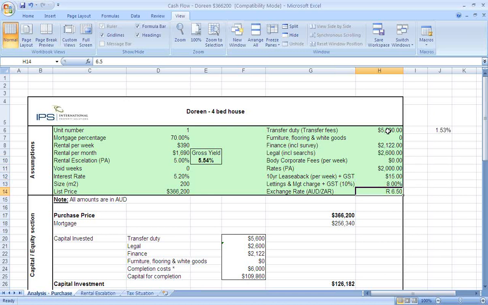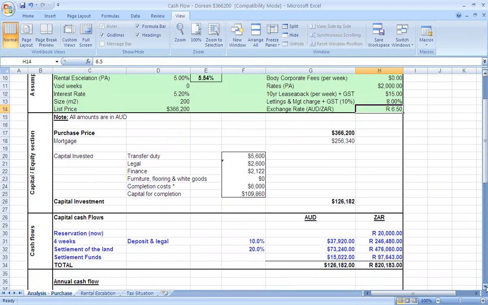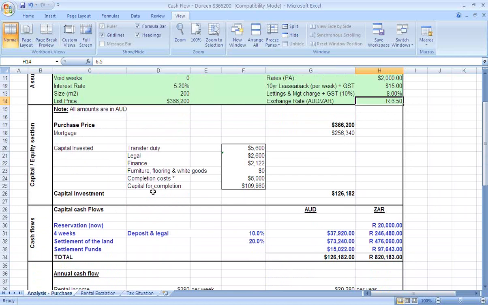And then I worked on an exchange rate of R6.50, which is what it's roughly been over the last 6 to 12 months. This next box gives you an idea of the total capital outlay to buy that property at $366,000. You'll see there you've got the purchase price minus the mortgage at 70%. I've spoken about all these things here. The only one I haven't spoken about is the completion costs.